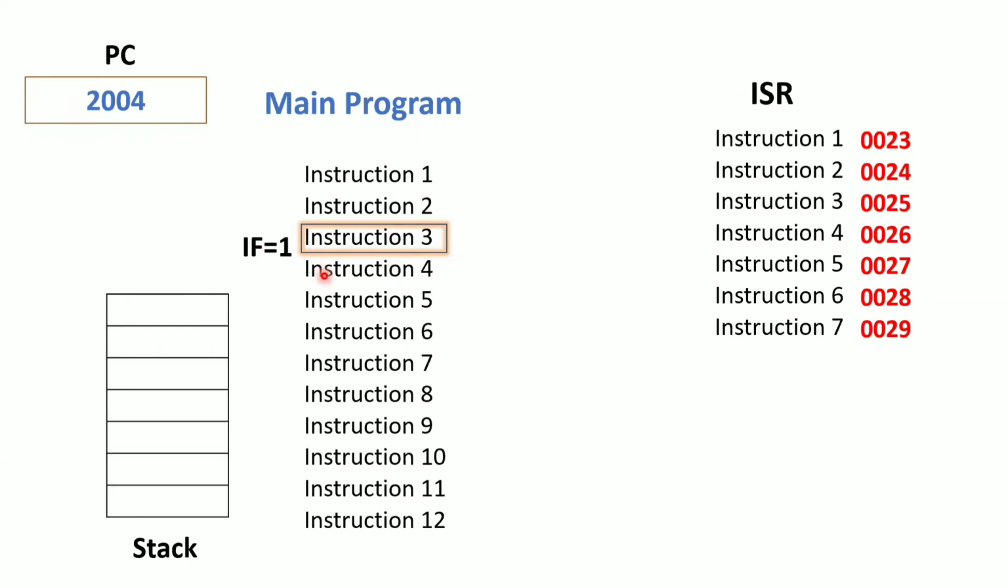How will you store the current state? Current state means your PC. Your PC is nothing but your current state. Now the PC will be stored inside your stack memory. There comes the part of stack memory. What is meant by stack memory? It is a temporary memory which follows the last in first out principle.